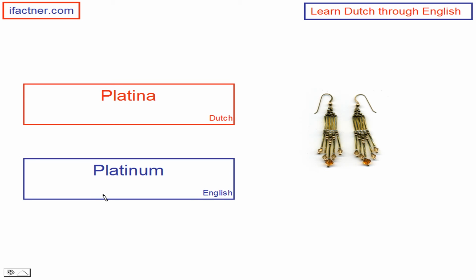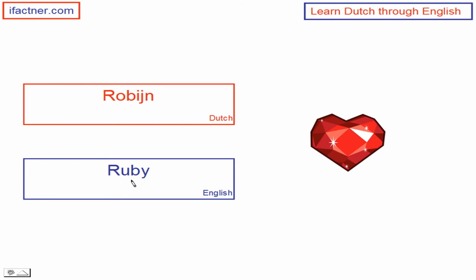Platinum is called platina. Platina. Ruby is called robijn.